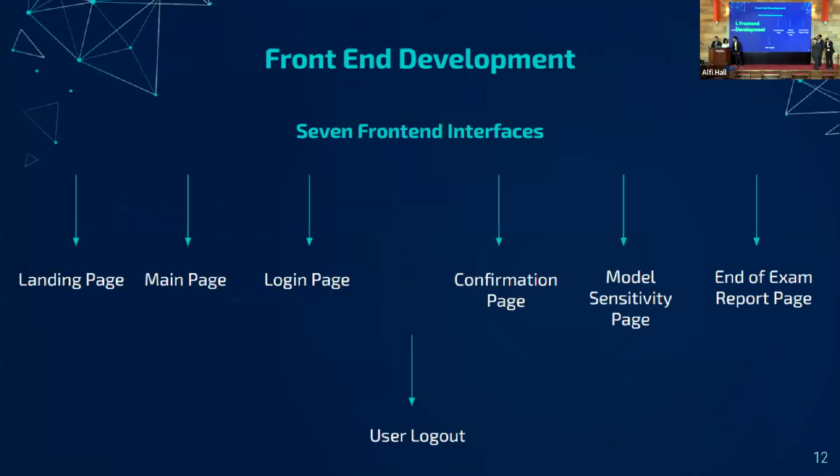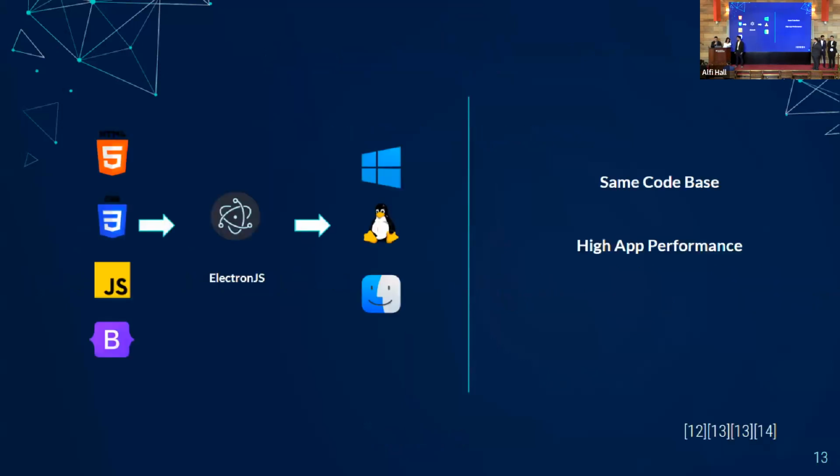Thank you, Noha. So now with the front end, we have developed 7 front end interfaces for our system, consisting of the landing page, the main page, and the login page, which is followed by the confirmation page and the model sensitivity selection page, in addition to the end of exam report and the user logout. We will explain more in the next slides, and we will show a final demo at the end.